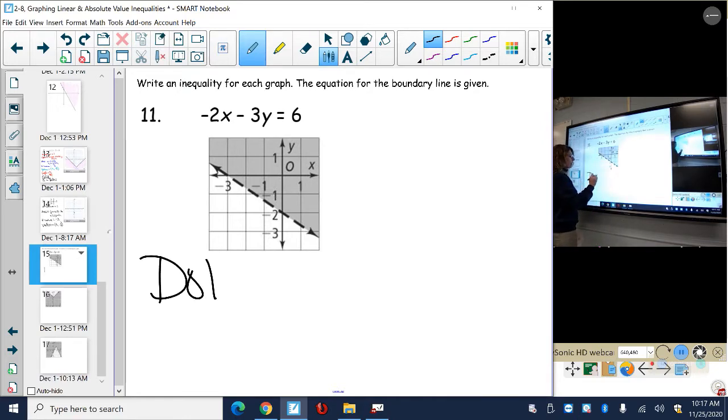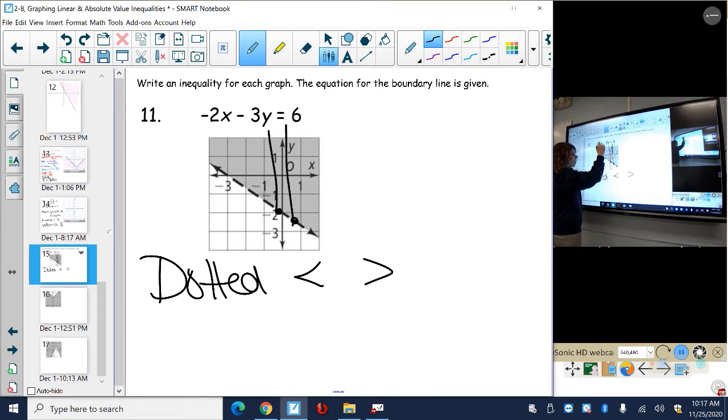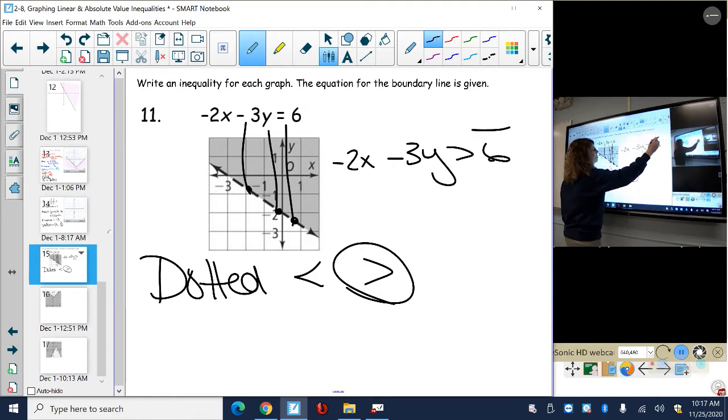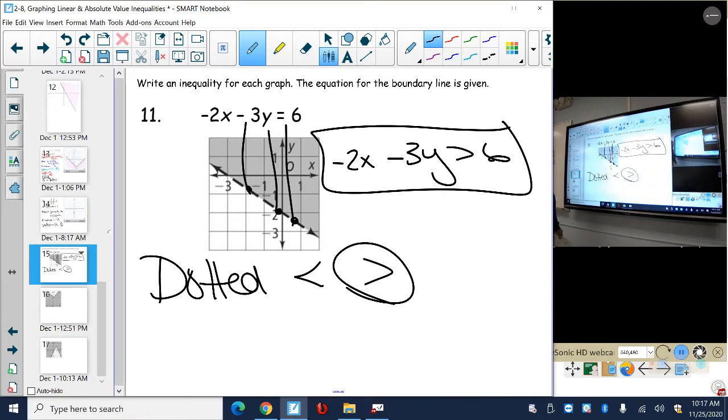This is a dotted line. Since it's dotted, these are the two options you use. Choose any point. The shading for that point is above. Which one means above? This one right here. So your answer is negative 2x minus 3y is greater than 6. Okay?